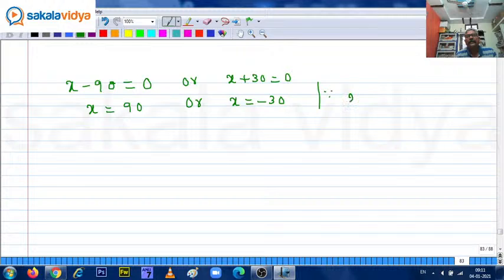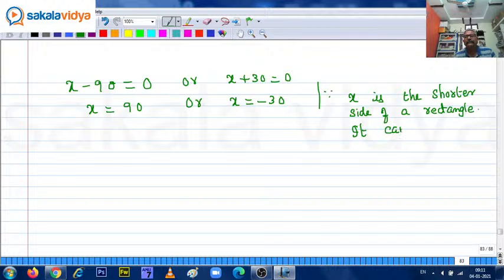Since x is the shorter side of the rectangle, it cannot be measured in negative sense. It cannot be negative. So we need to neglect the negative sign. It's positive. Therefore, x is equal to 90.